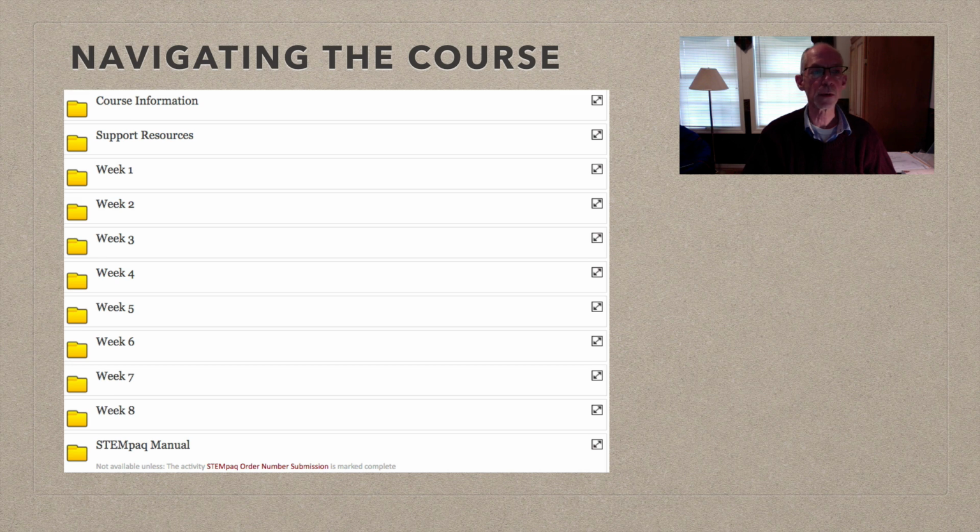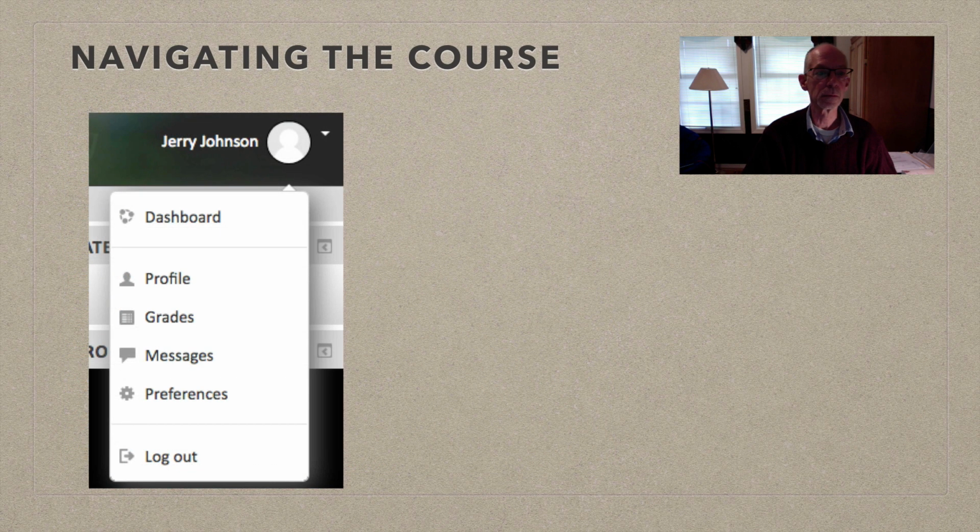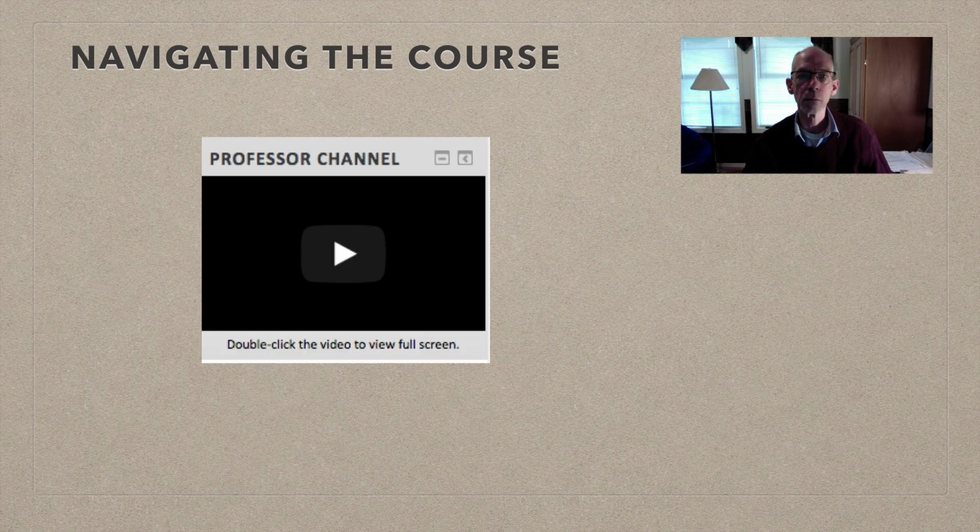Here, of course, is where you can access each of the weeks of the course, as well as the course information up at the top and support resources. And you'll notice that the lab manual is mentioned down there at the bottom. Over in the top right section, you'll see your name, and you can access certain portions of the course quickly by simply clicking on the little icon, the face icon for your name. Here's where you'll see YouTube videos that I have posted regarding different aspects of the course.